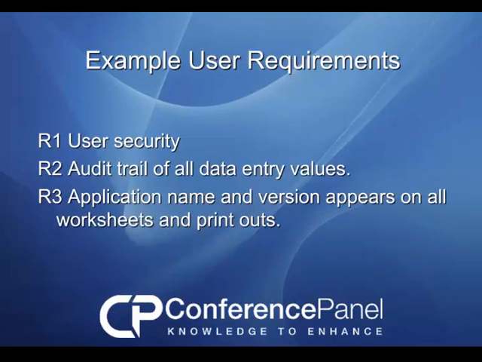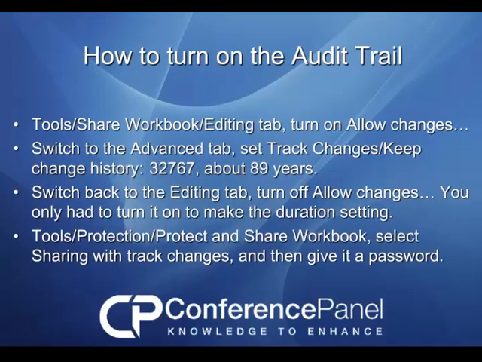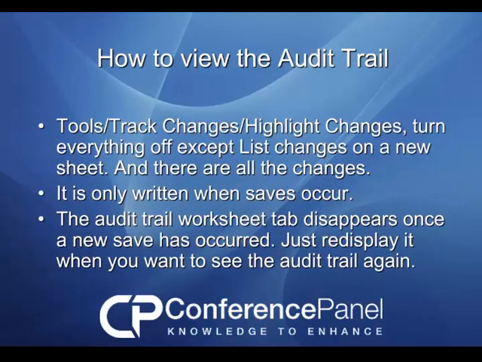Let me give you some examples of requirements. How to turn on the audit trail. Well, the audit trail is a 2-step process. It's never called audit trail. And the first thing is you have to turn on the length of time the audit trail is retained. But then you want to view the audit trail and you have to say tools, track changes, highlight changes. It's never called audit trail. And then you have to remove all the checkboxes and then only select list changes on a new sheet. Okay. Then the audit trail will display, and it's absolutely beautiful.